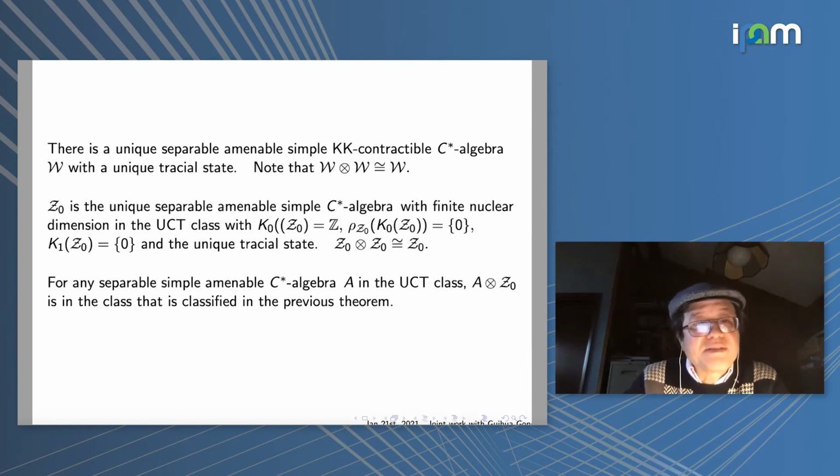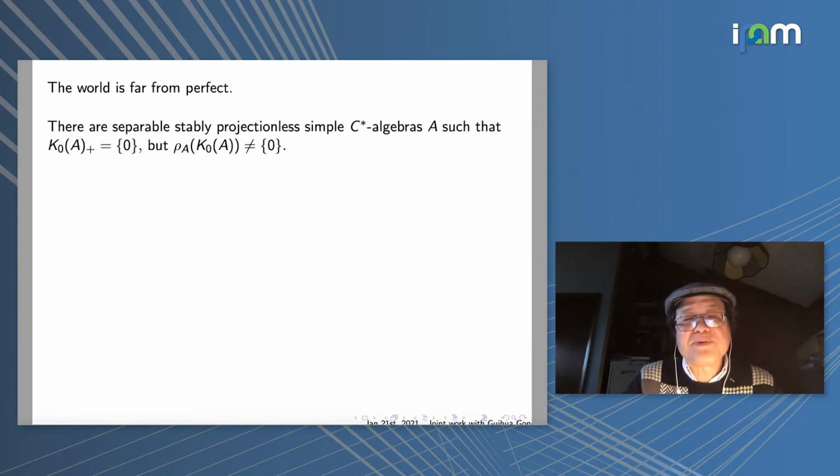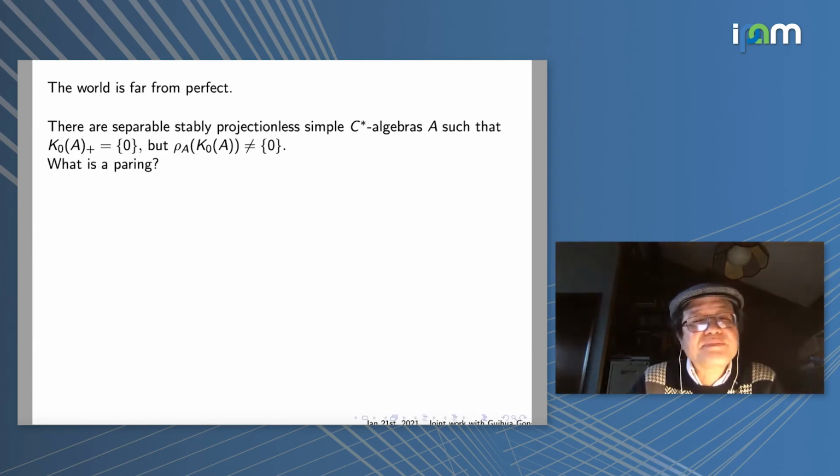But that's not quite the end of the story. The world is far from perfect. There are separable stably projectionless simple C-star algebras such that the positive cone is 0, but the pairing is not 0. I will give you an example later. But what is the pairing?